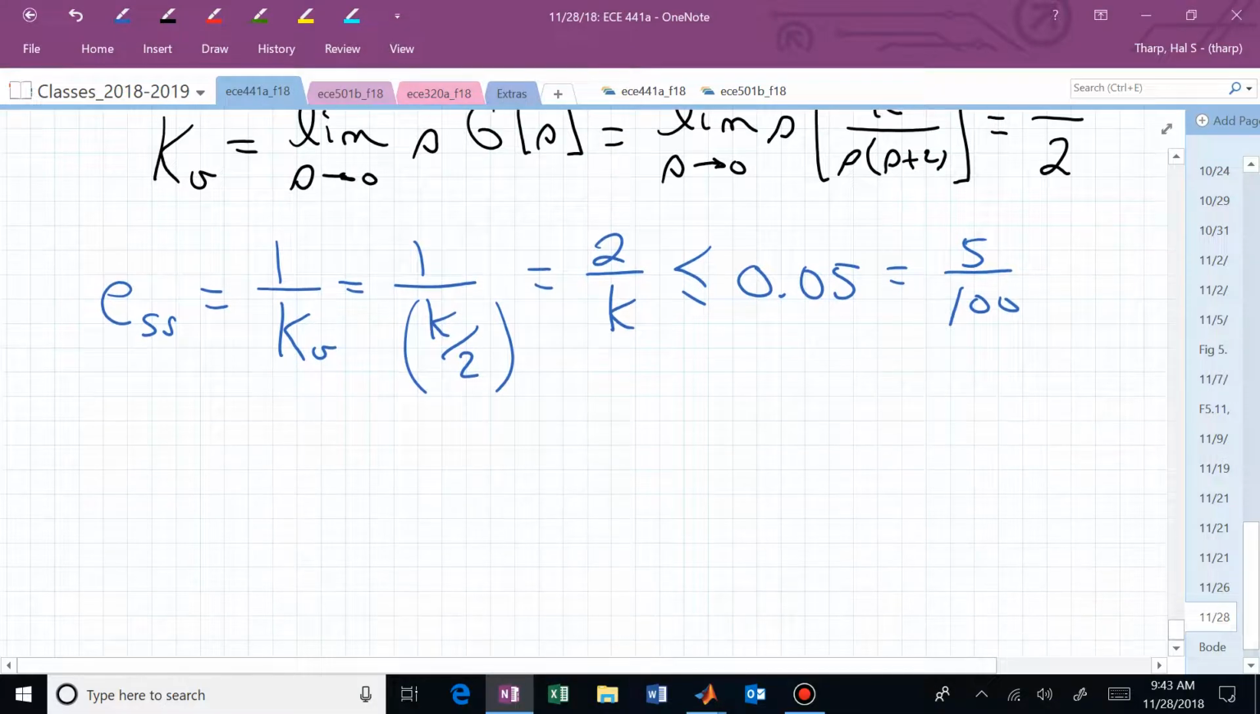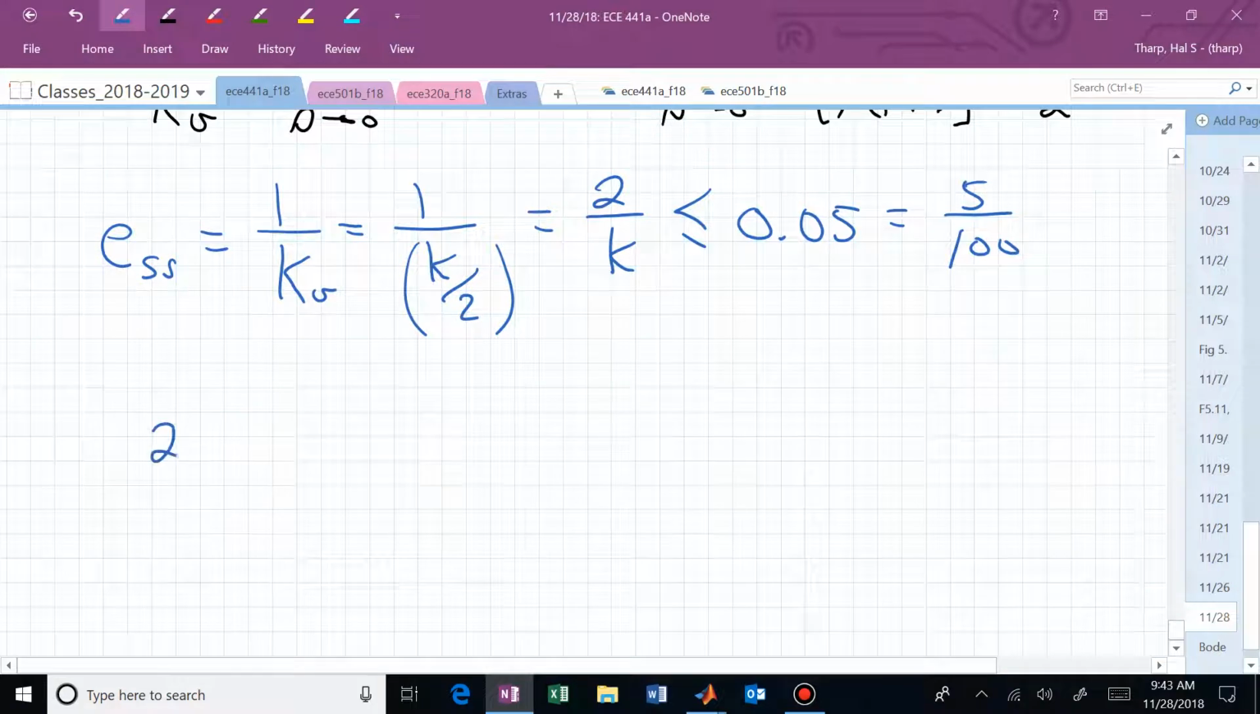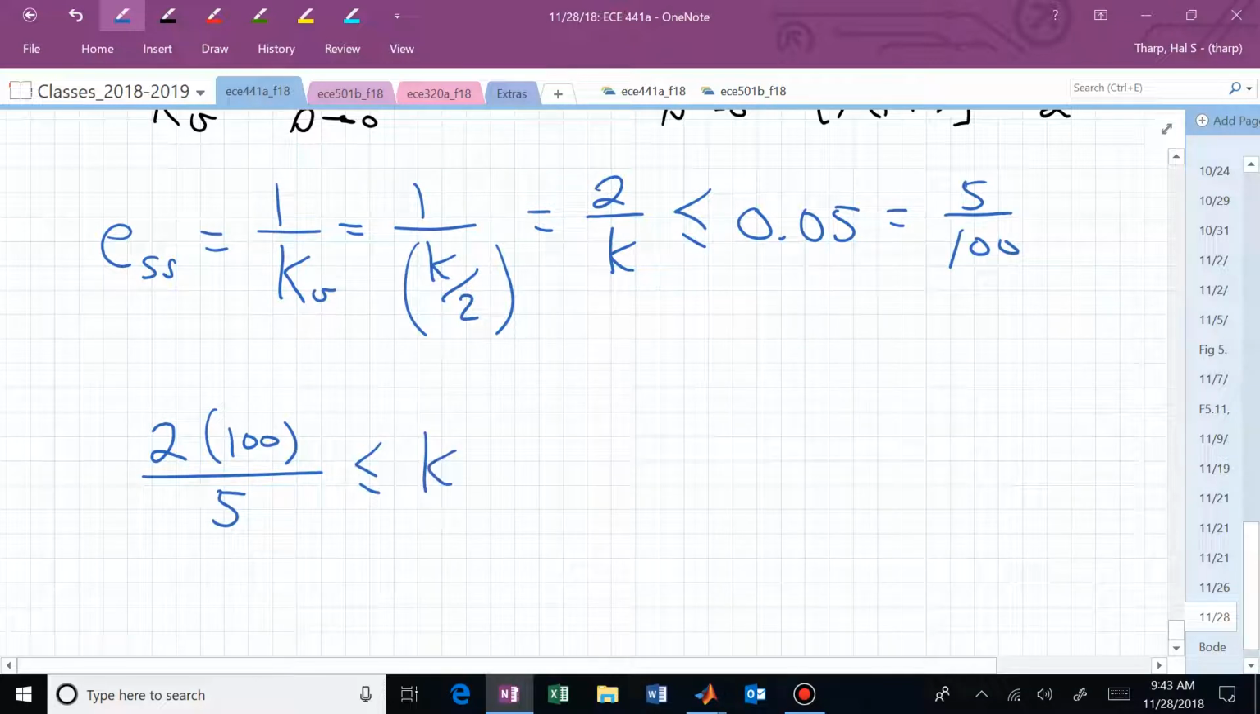A lot of people are forgetting their calculator, so that's now 5 over 100. I wouldn't recommend that on the final, just a hint. But now you have 2. Now we just solve for K. So now we have 2 times, we'll multiply both sides by 100, multiply both sides by K, and divide both sides by 5. And we want that to be less than or equal to K.